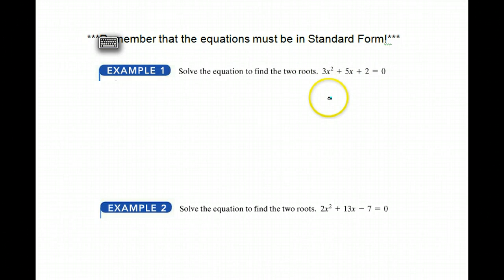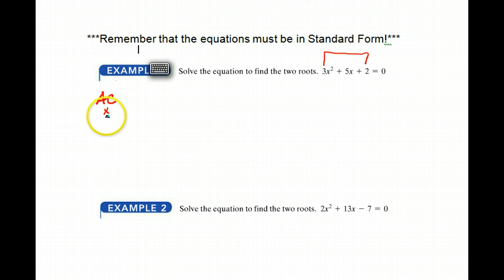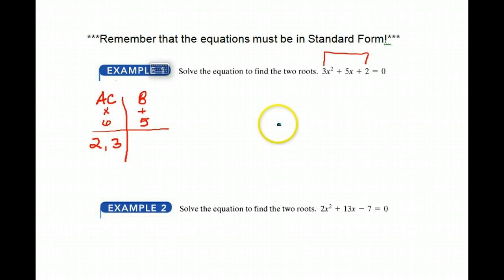So what we do here is we take a look at what we're given. We have 3x squared plus 5x plus 2. Not a perfect square trinomial, so we are going to have to use the AC method in order to factor this. And in the AC method, we want factors that are going to multiply to 6 and add to positive 5. So we should use 2 and 3. They multiply to 6 and add to 5.